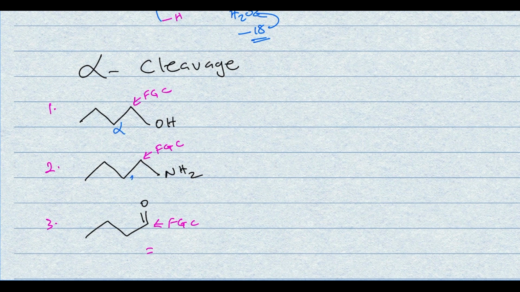Same thing with amine, alpha position. Same thing with the carbonyl, alpha position. The next carbon after that is the beta position. Beta, beta. Then the next one after that is gamma position. So in alpha cleavage, you end up cleaving the alpha position. So you break that carbon, between the alpha and the functional group carbon.